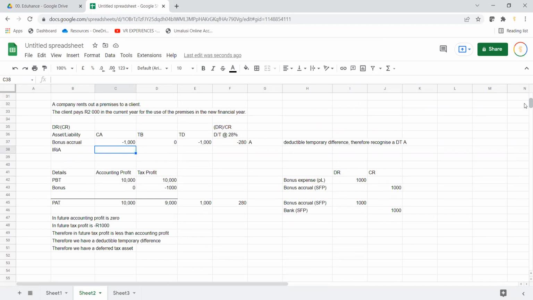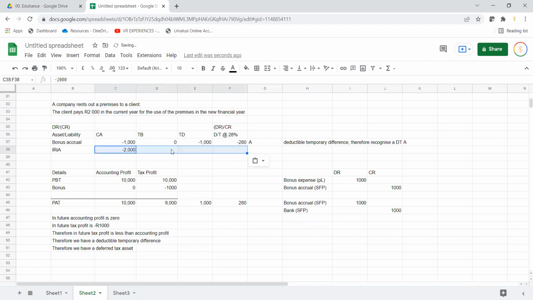Remember that the journal entry from an accounting perspective would have been debit bank, credit income received in advance. They can't credit rental income because they have not provided the service. So from an accounting perspective, we'd have 2,000 Rand. Because income received in advance is a liability, I make a liability negative based on what I have over here. Okay, you can have your own way of doing that.